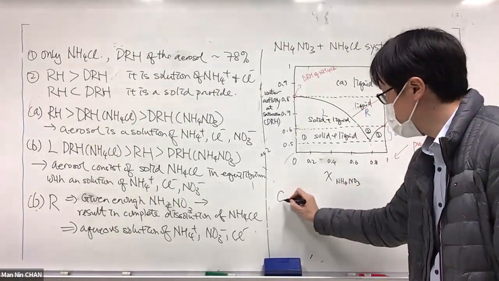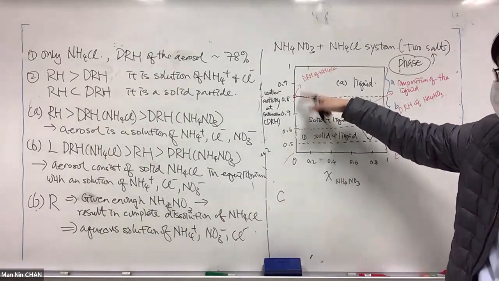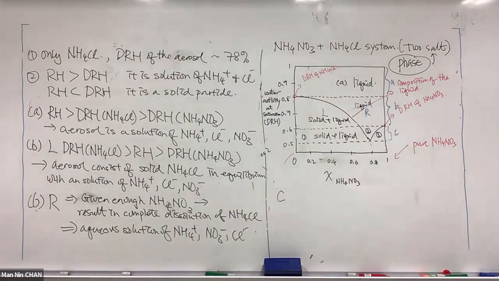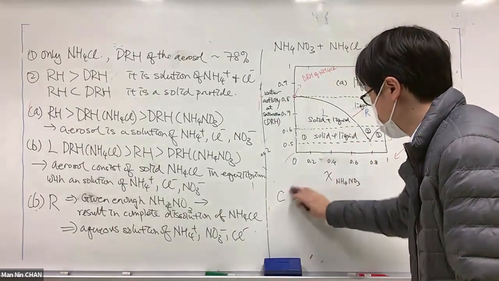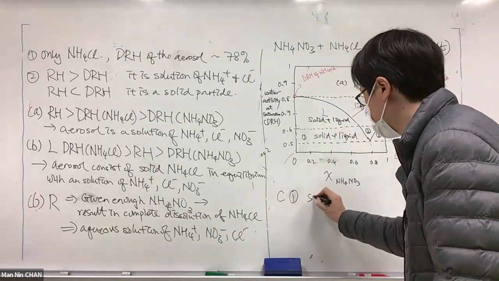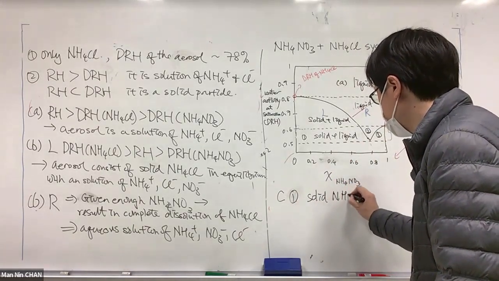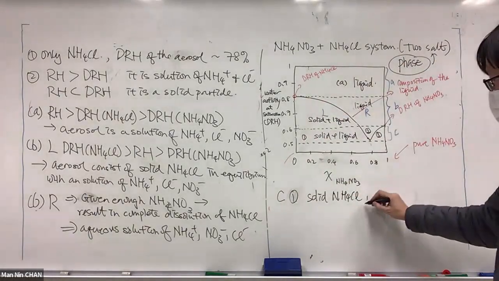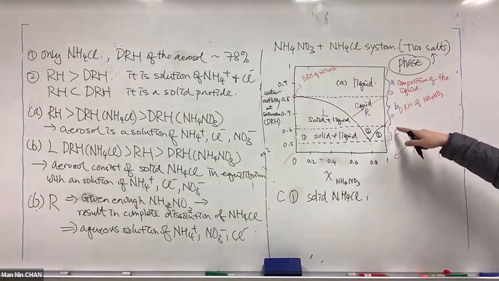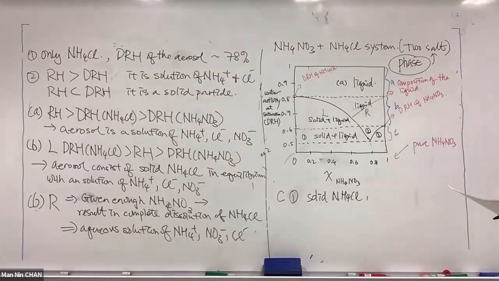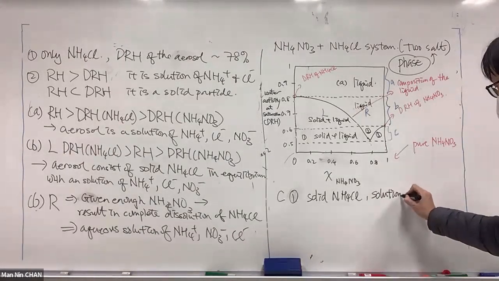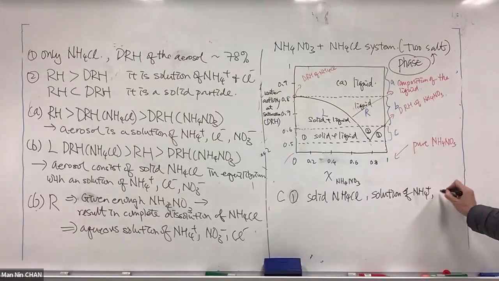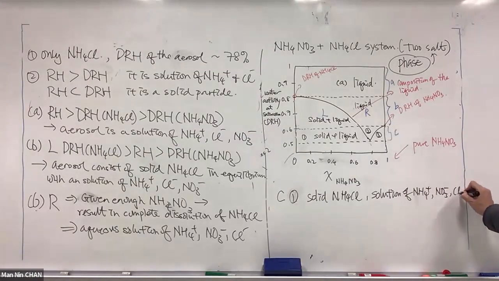If you look at region C in 1, because you're still below the DRH of the ammonium chloride, you have lots of ammonium chloride there. So you will have a solid ammonium chloride, not surprising. And then you will also have some solution, because it's above the DRH of the ammonium nitrate. So you have a solution of ammonium, nitrate, and also chloride.